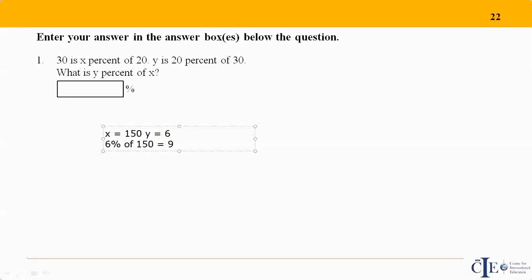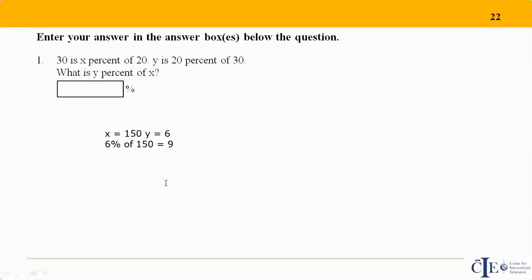Now, instead of our question being what is Y% of X, if the question was what is X% of Y, then what would be your answer? Would that make any difference? Finding X% of Y is the same as finding Y% of X. So saying what is 6% of 150 would mean finding 150% of 6.